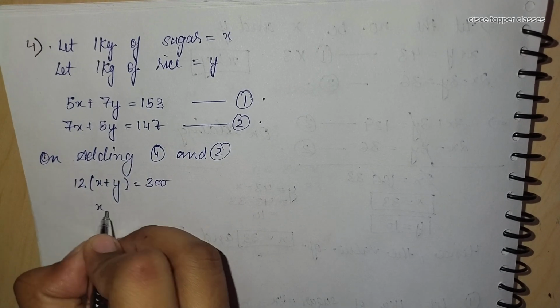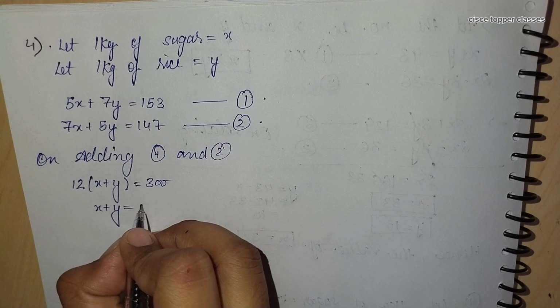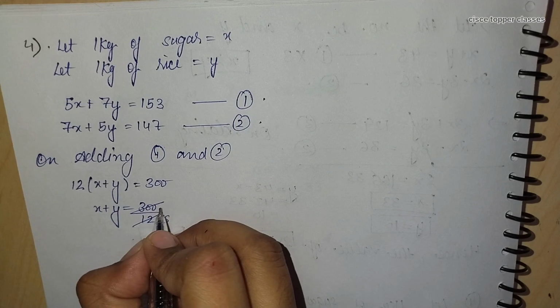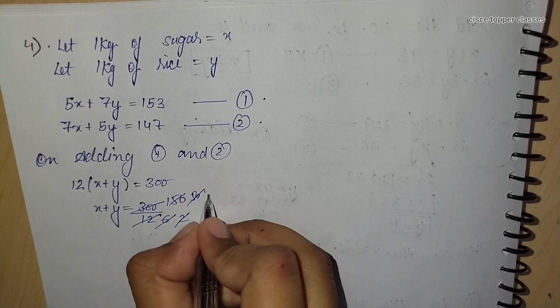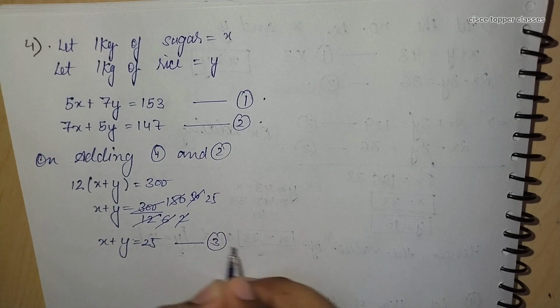We will cancel 12 and 300. On solving, we will get 300 by 12 as 25. So x plus y is equal to 25 from here. Let it be the third equation.